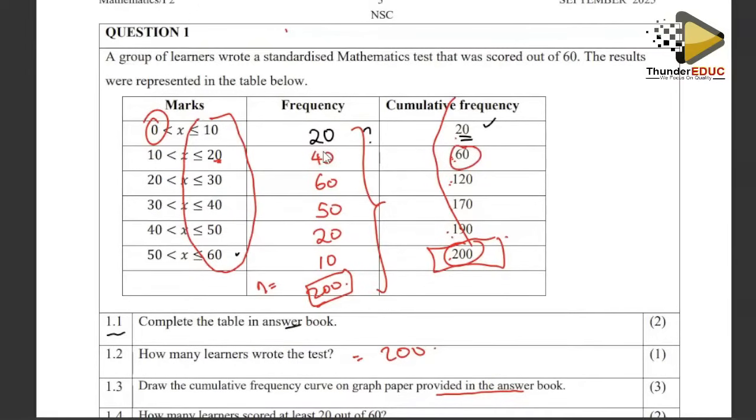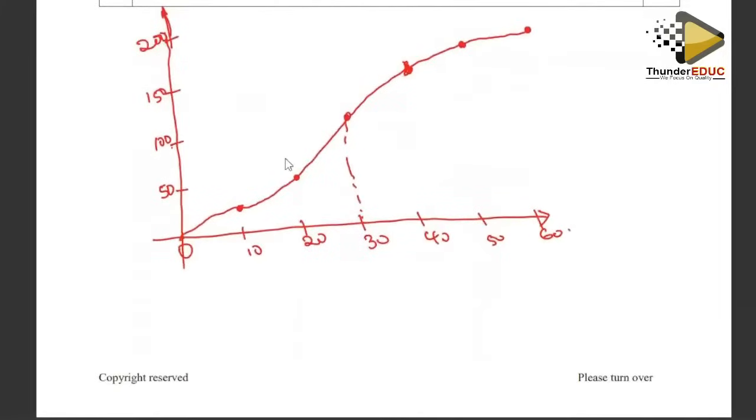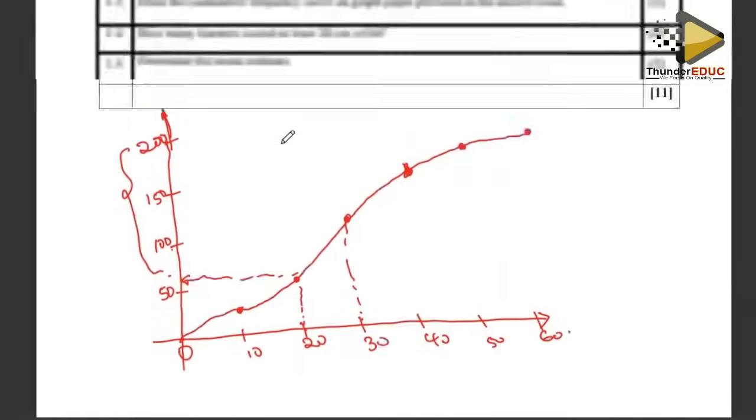Okay, at that point, the cumulative frequency between 0 and 20 is 60, meaning that those who obtained either 20 or slightly above 20 should be all these ones. So what I can do is just say 200 minus 60, which gives me 140. Even if I were to get it from the graph itself, if I read off the 20, I'm going to get a 60 here. Then I subtract that from the total, and I get my answer.